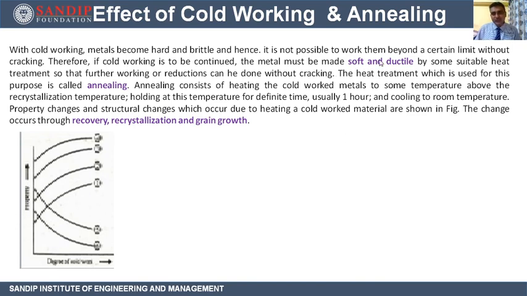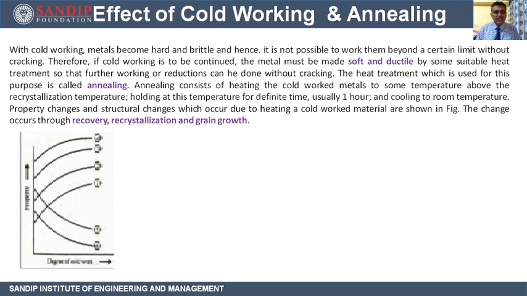So we should make the material soft and ductile by some suitable heat treatment so that further working or reductions can be done without cracking. This word is very important: without cracking. The heat treatment used for this purpose is called annealing. The purpose of the annealing treatment is to make the material soft and ductile, obviously. It consists of heating the material.